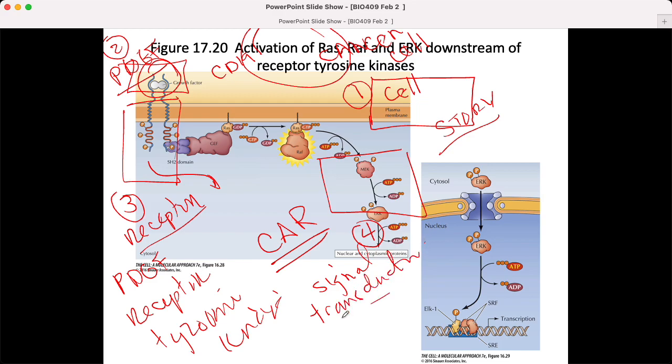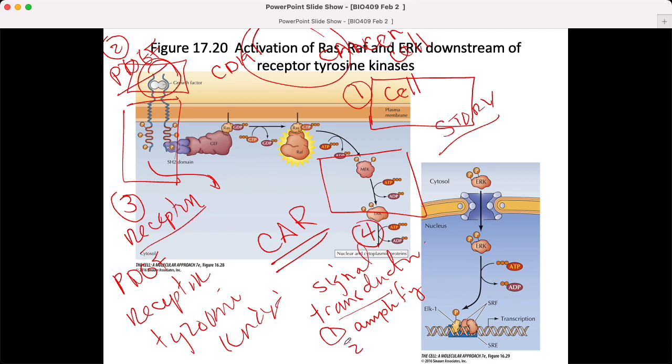And those are always complicated. There are lots of steps. And that's because whenever we say signal transduction, we always think there's two things going on. One is that we're going to amplify the signal, right? So it's just a little signal. We're going to amplify it so the cell makes a big response.